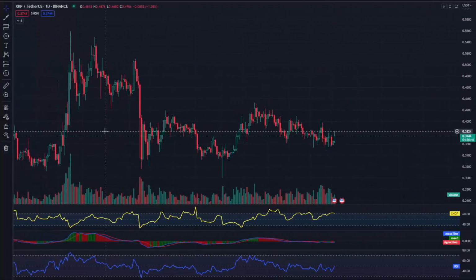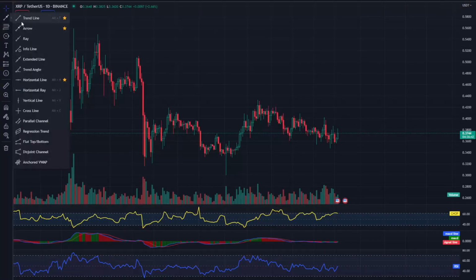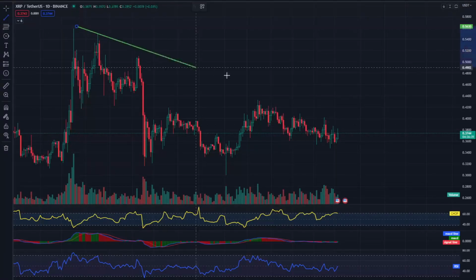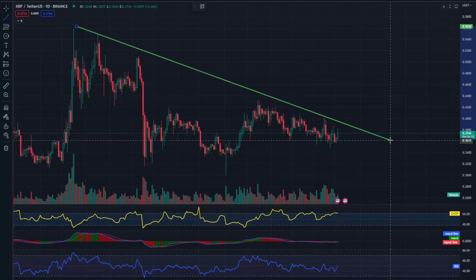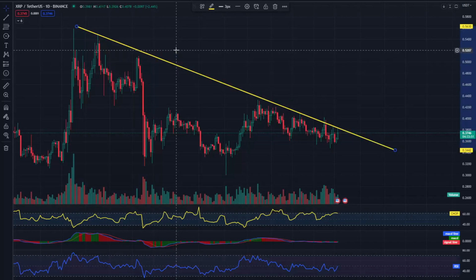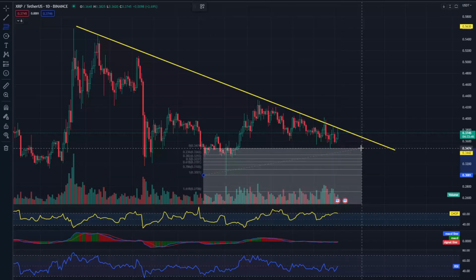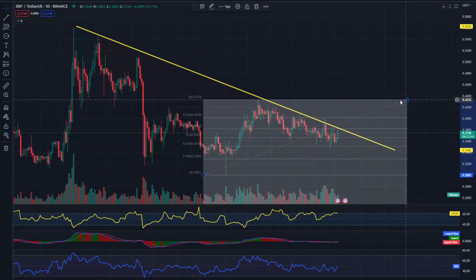The last one in today's chart is the XRP chart against USDT on a one-day timeframe. First, we will use the yellow line to mark the downtrend line that the price is trying to overcome. Moving on, we can move on to marking support areas when we start a larger correction.